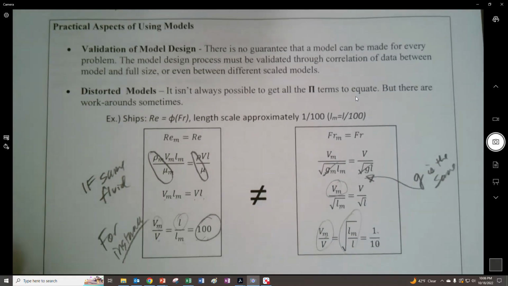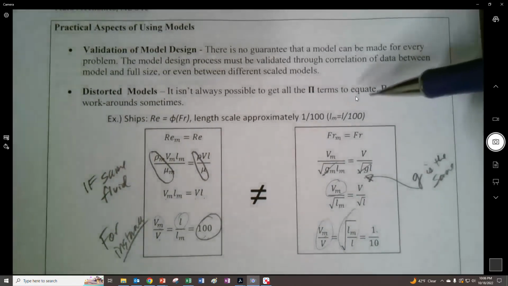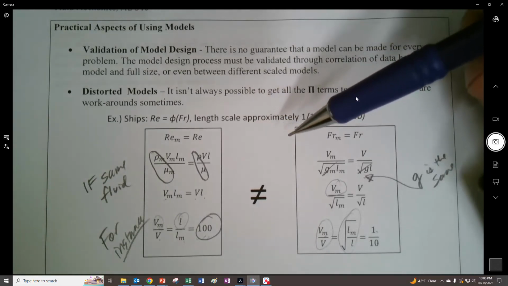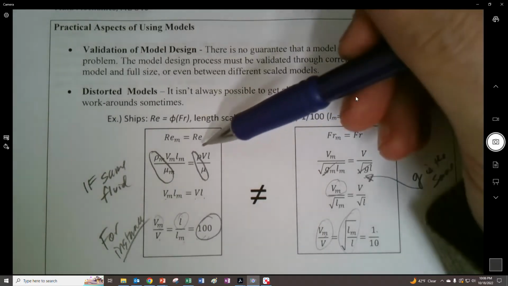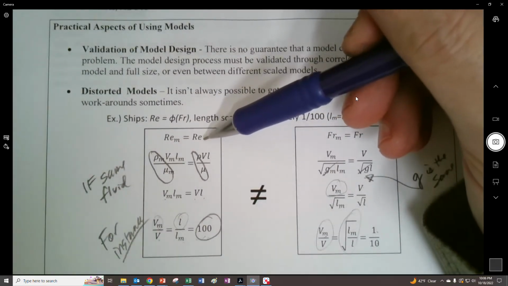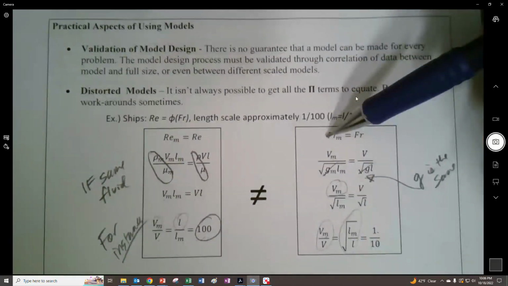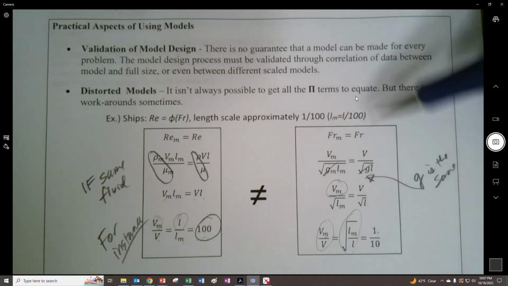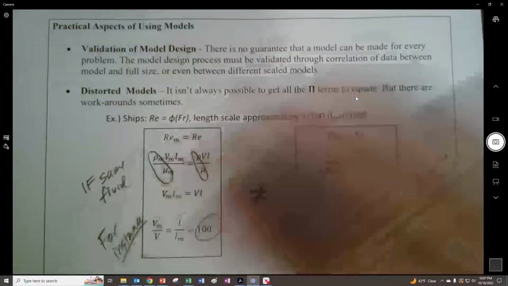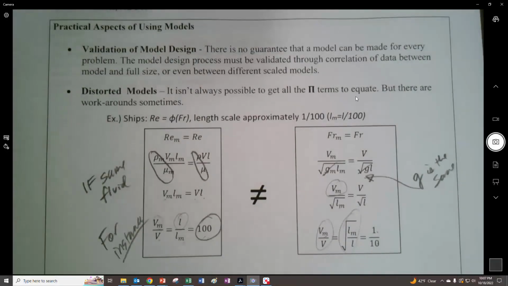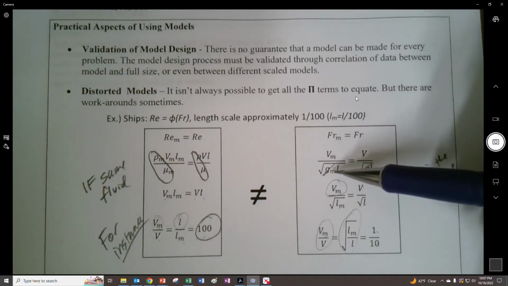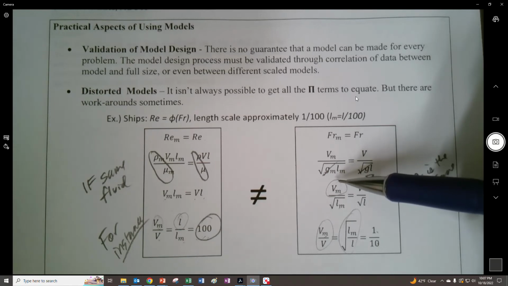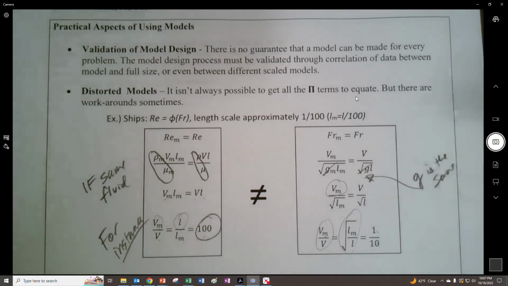Well, the good news is that for many ranges, the Reynolds number, the viscous forces, aren't nearly as important as the free surface. That's what the Froude number represents, the free surface, where gravity is trying to keep the water flat, and you're trying to move it out of the way, so you're fighting gravity. So that's the physical meaning behind the Froude number. And a lot of times that's going to be important.